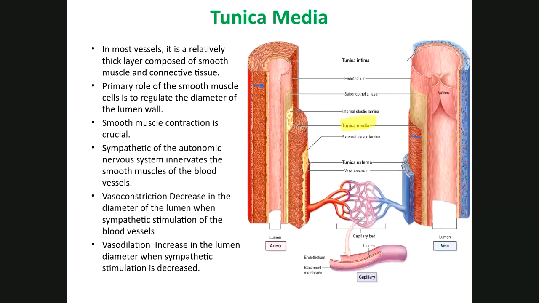The primary role of the smooth muscle is to regulate the diameter of the lumen, which is this inner layer. Smooth muscle contraction is regulated under the autonomic nervous system, meaning it occurs automatically. The sympathetic nervous system, which is the fight-or-flight division of the autonomic nervous system, causes vasoconstriction. Vasoconstriction means decreasing the diameter of the lumen, versus vasodilation, which is increasing the diameter of the lumen when the sympathetic stimulation has decreased.